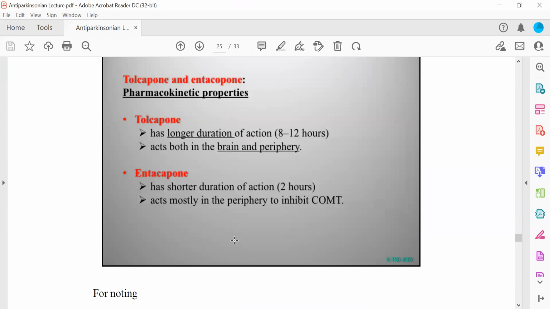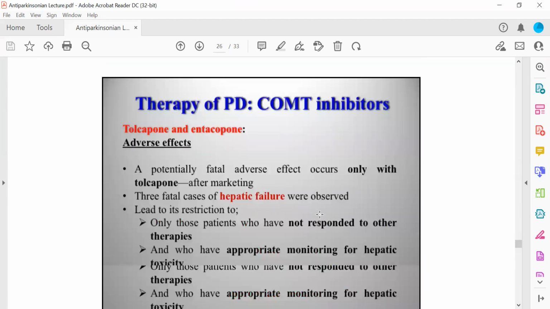Very important for tolcapone and entacapone. Tolcapone mainly acts in both the brain and the periphery, whereas entacapone is mainly in the periphery. So if you want a drug that protects both levodopa and dopamine in both the brain and the periphery, then you can use tolcapone. Tolcapone also has a longer duration of action compared to entacapone. So please make note of this. This is quite a nice MCQ question to ask.